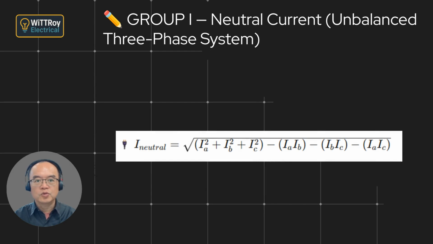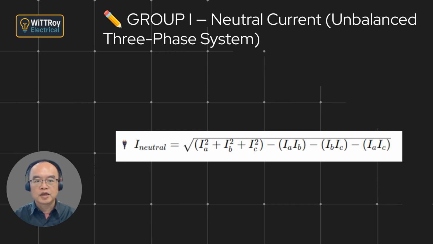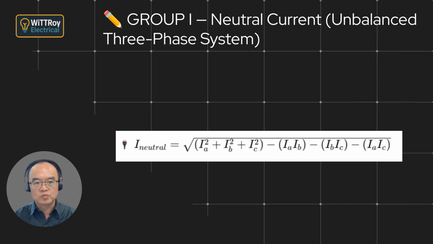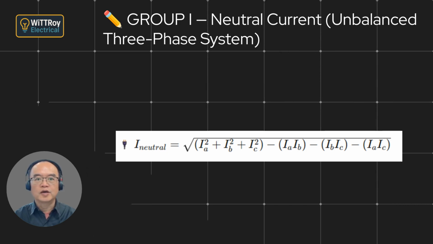Now we are starting Group I, which is about neutral current in an unbalanced three-phase system. This formula helps us calculate how much current flows in the neutral when the three-phase loads are not equal. Now we go to the only formula in Group I. The formula is I neutral equals root bracket IA squared plus IB squared plus IC squared minus IA IB minus IB IC minus IA IC bracket. This formula calculates neutral current in an unbalanced three-phase system. IA, IB and IC are the phase currents in amperes.